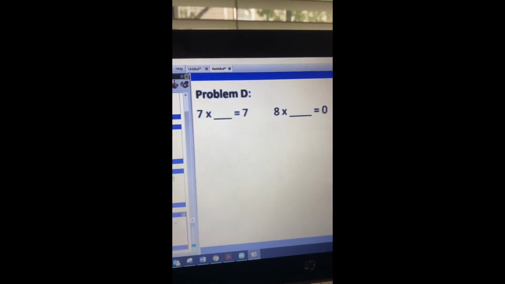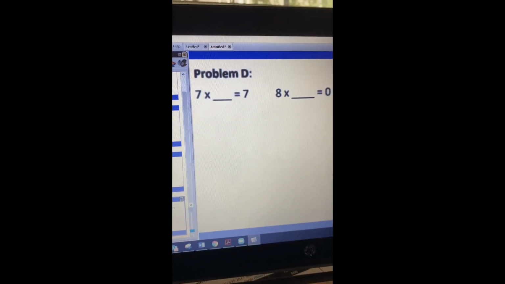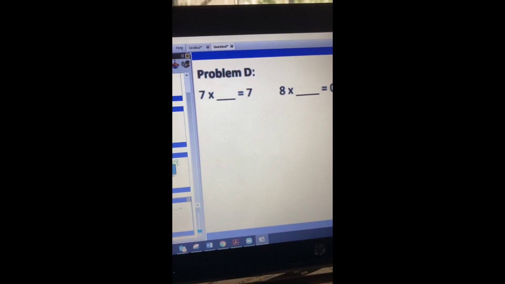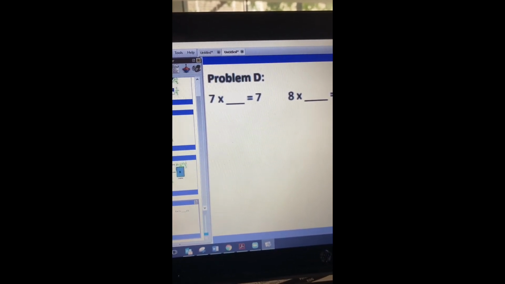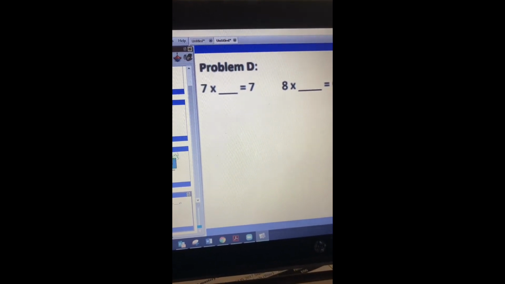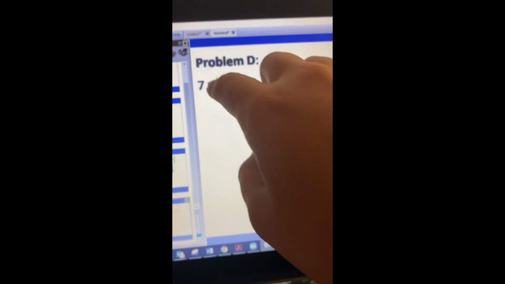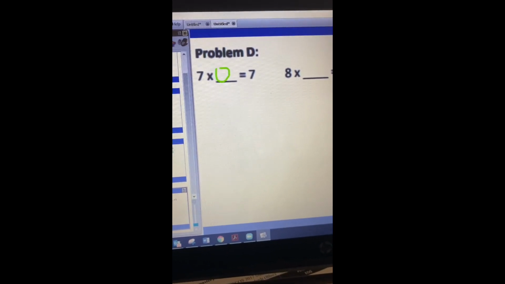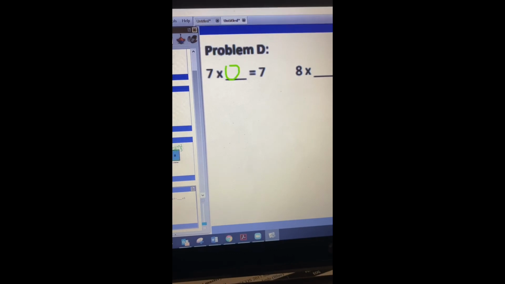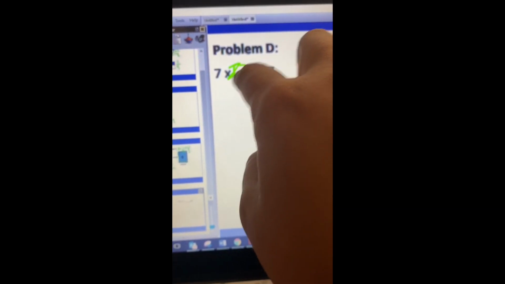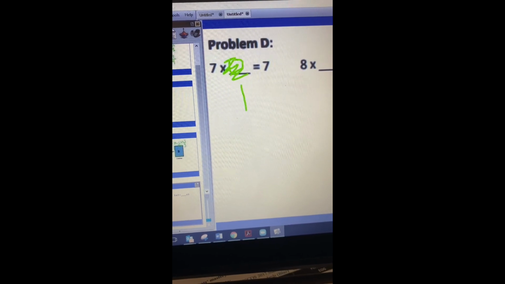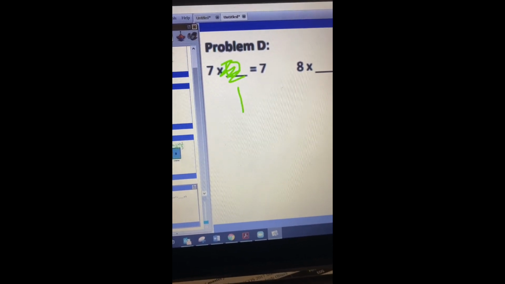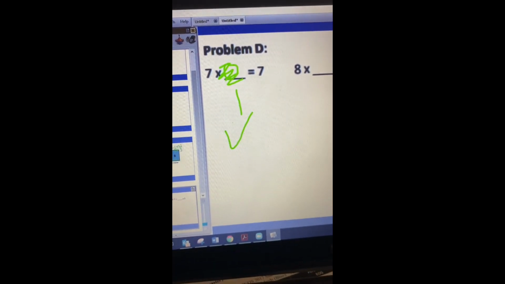All right, and if I'm looking at this problem, I have 7 times something equals 7. What can I multiply times 7 to get the exact same number? If I did 7 times 0, that would be 0, so that's not it. If I did 7 times 1, 7 groups with 1 in each would be 7 total. So 7 times 1 equals 7.